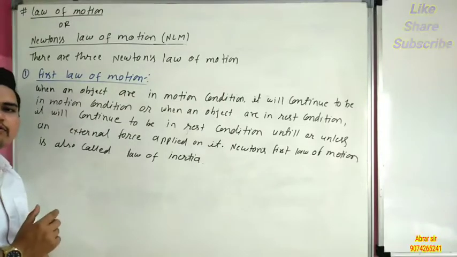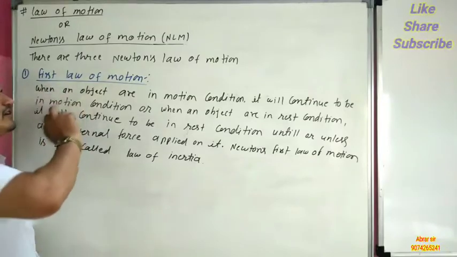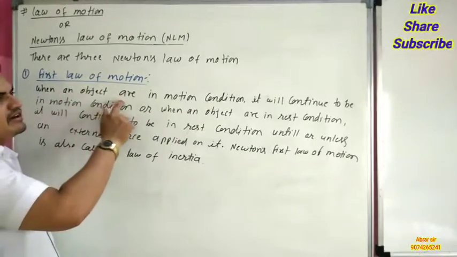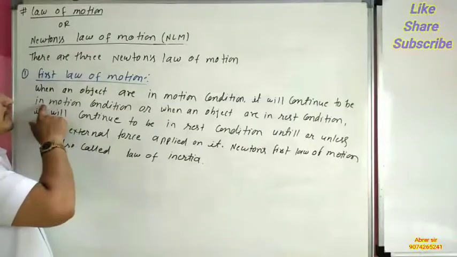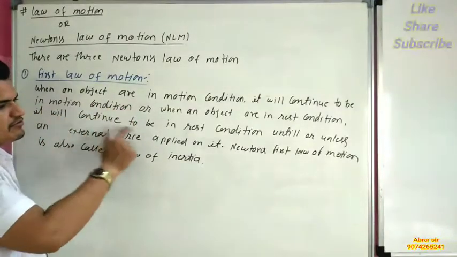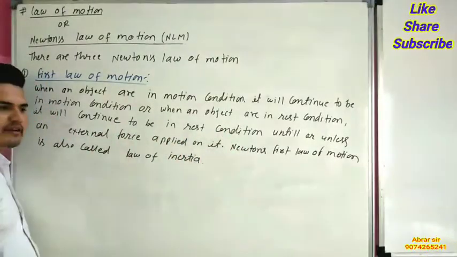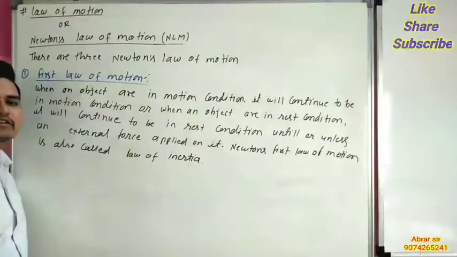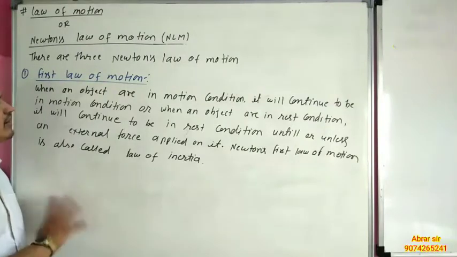So both laws are the same but given by different scientists. Newton's first law of motion is the law of inertia. When an object is in motion, it will continue to be in motion, or when an object is at rest, it will continue to be at rest, unless an external force is applied on it. This first law of motion is called the law of inertia. But the law of inertia is given by Galileo, and Newton's law of motion is given by Newton. So both the laws are the same.